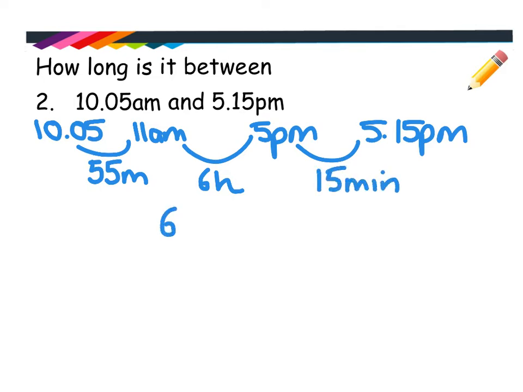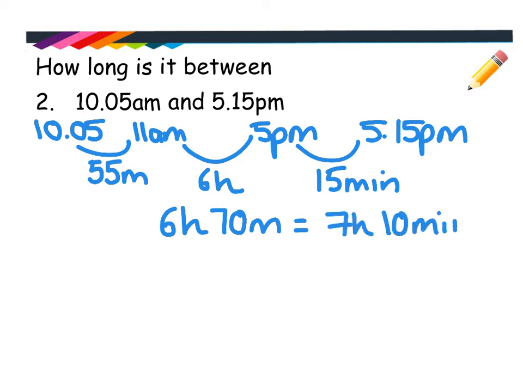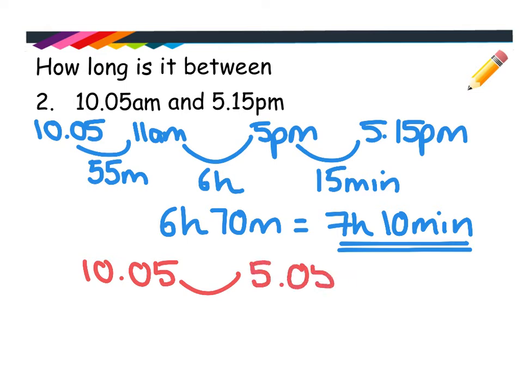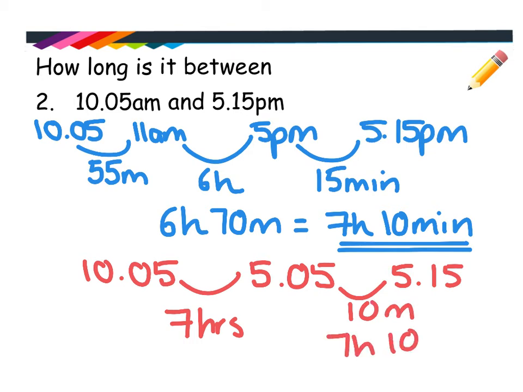Now when you add them all up, you get 6 hours and 70 minutes. Now 70 minutes is over an hour, that's really an hour 10. So that becomes 7 hours and 10 minutes for our final answer. And then I'll show you the method that some of the other pupils might see. They might say, right, well, hold on. 10:05 to 5:05 is exactly 7 hours. And then think, right, and I need to go up to 5:15, which is another 10 minutes. That also gives you 7 hours 10 minutes.